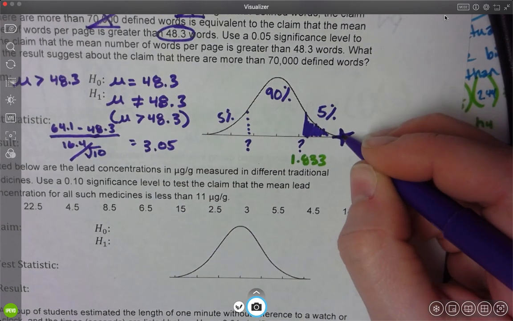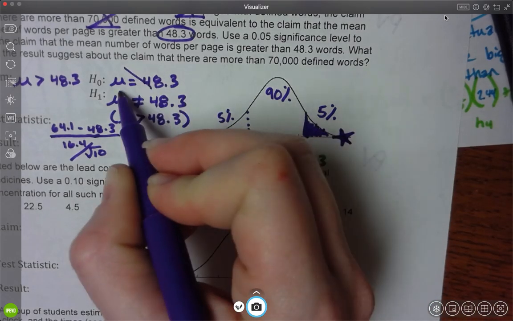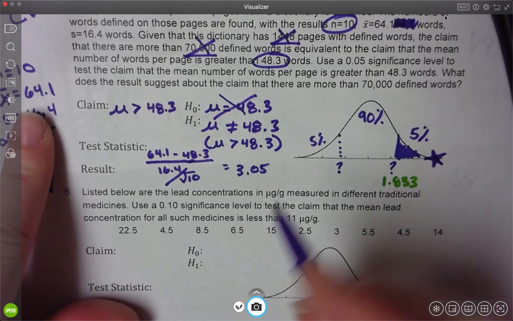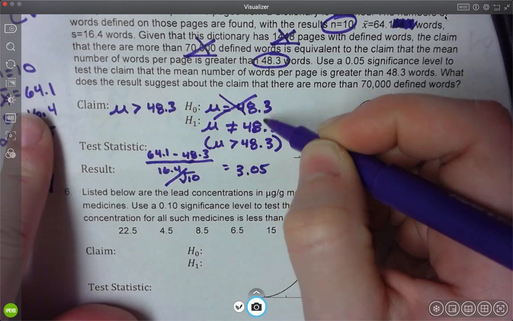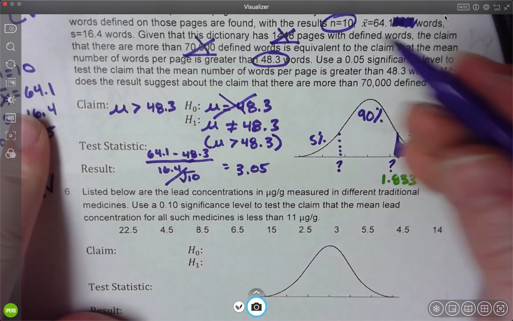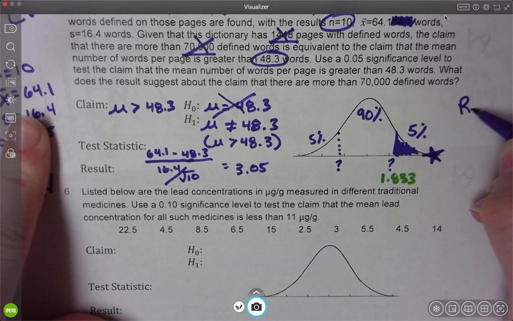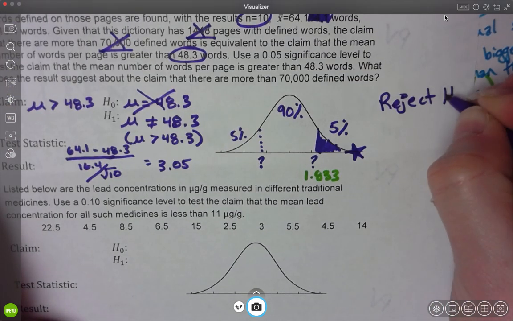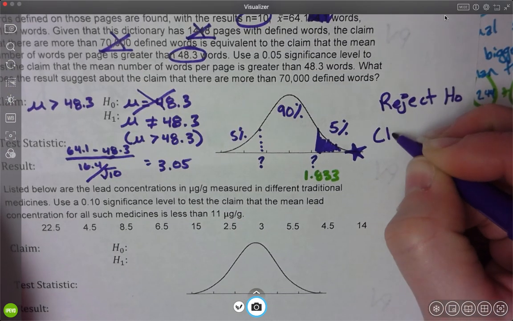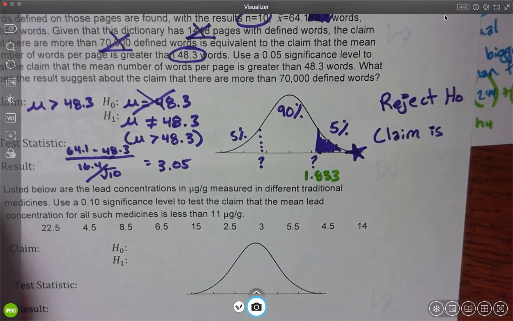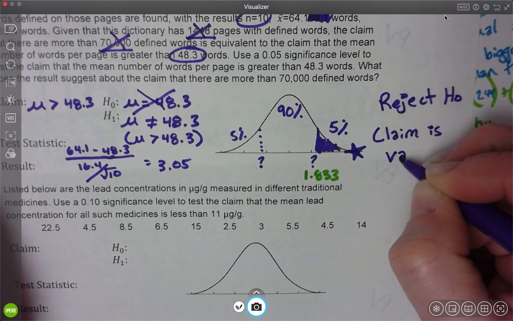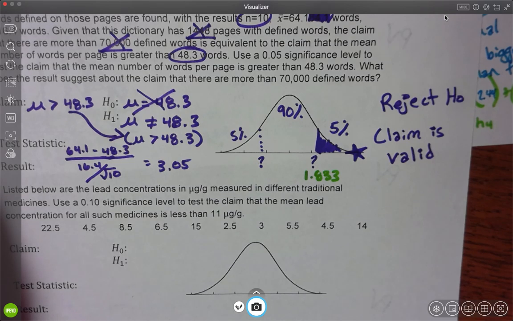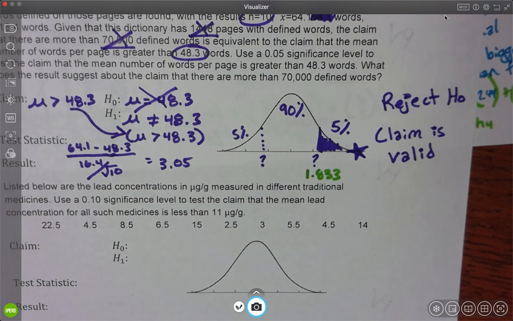Okay, so that means that we are rejecting this. We are saying our 64.1 that we got is not close enough to 48.3 to say that they are equal. He is definitely greater than 48.3. So for a result, I'm going to put off to the side over here, we are rejecting that. Okay, that the null hypothesis is true. Which means, what about the claim? Claim is valid because the claim is going with the alternative hypothesis. Okay, so the claim is still valid even though we're rejecting the null hypothesis because those two didn't go together.